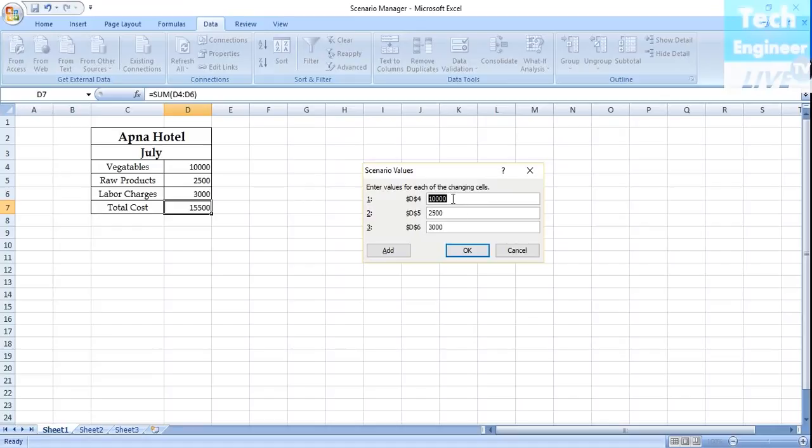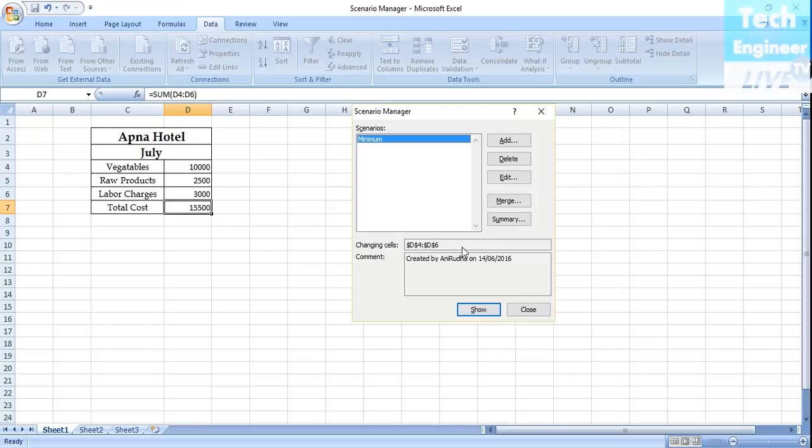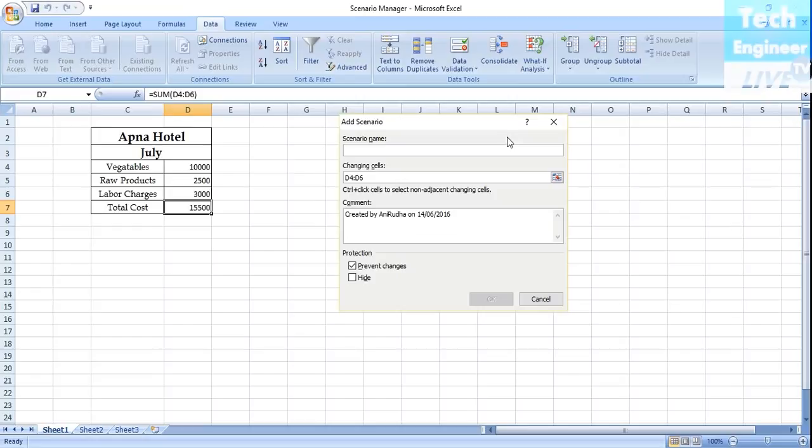Now the prices, for example, the minimum price will be 8,500 rupees. Either there will be a chance like that. Raw price could be 2,000 rupees, and labor charges may decrease by 500. This is the expectation as per my belief. Okay, then there will be another scenario.